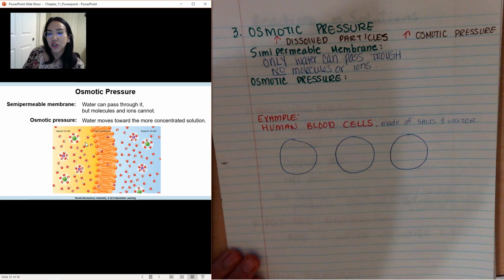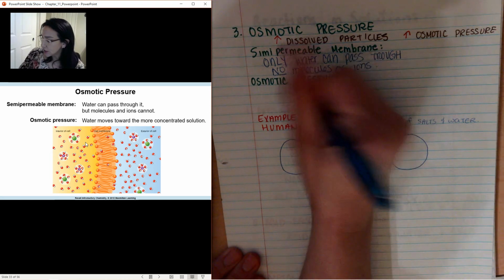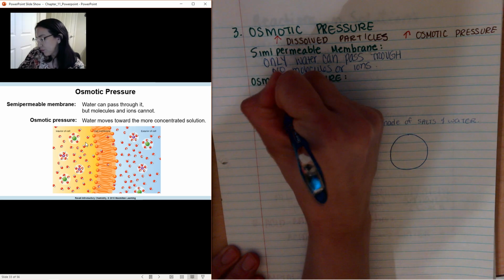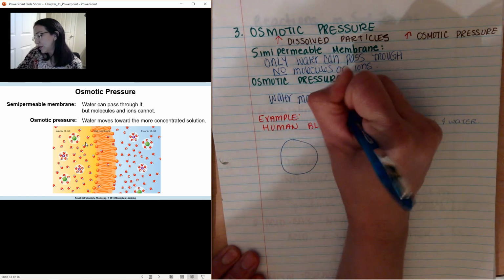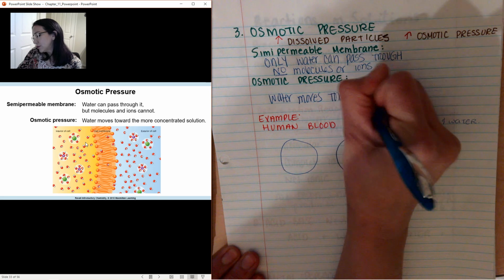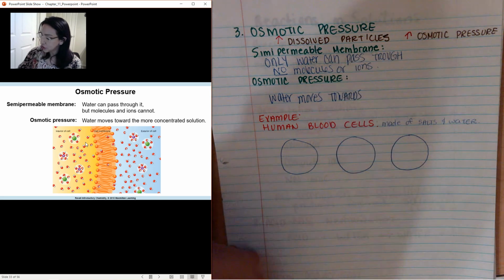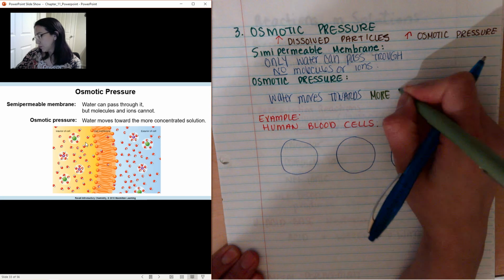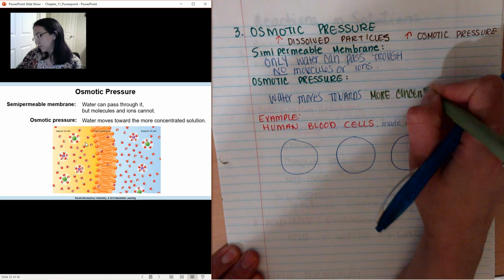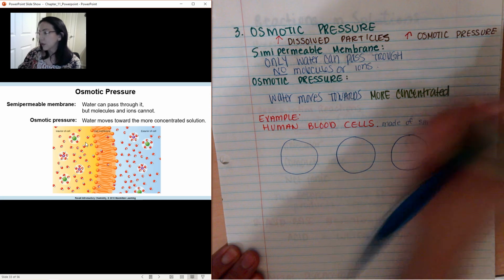So osmotic pressure: water moves towards the more concentrated solution.